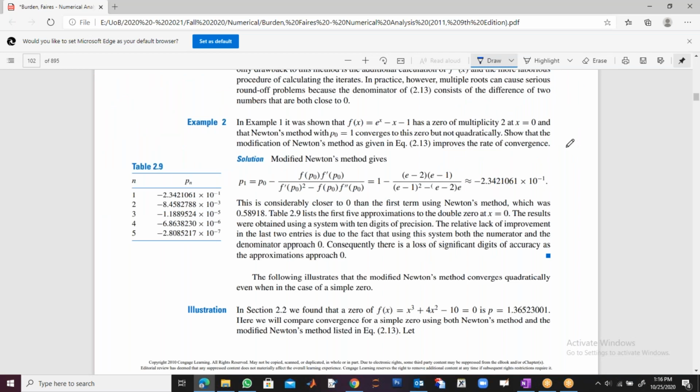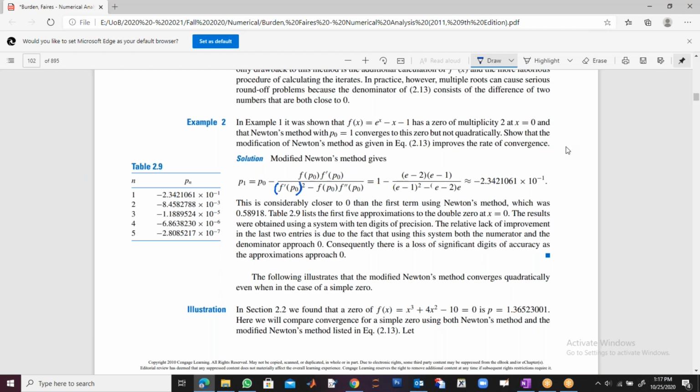So see, this is the modified method. p naught minus f(p naught) f prime(p naught) divided by f prime squared. This is not just p naught squared. This is the square of this whole thing. Okay, square of f prime minus f(p naught) f double prime(p naught). So here they found the values at different points and got the solution. This is just one iteration which they showed, but here this is from the modified method.